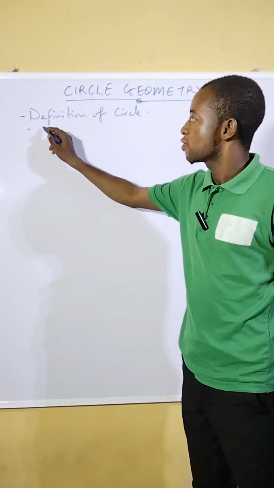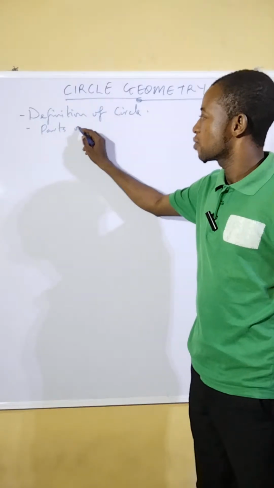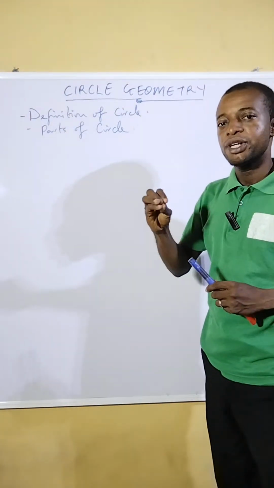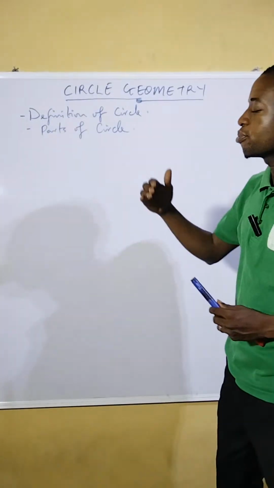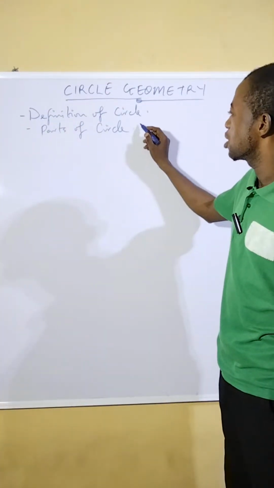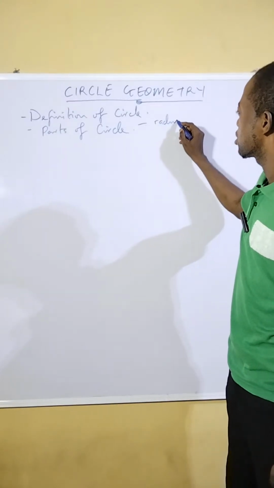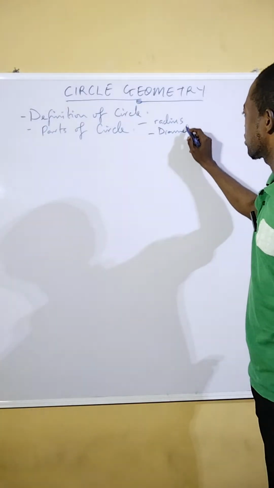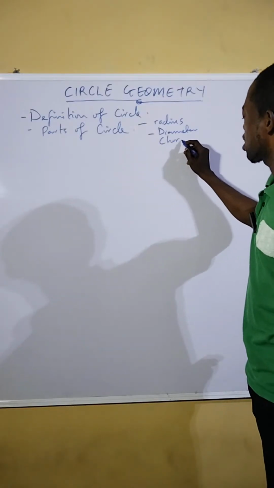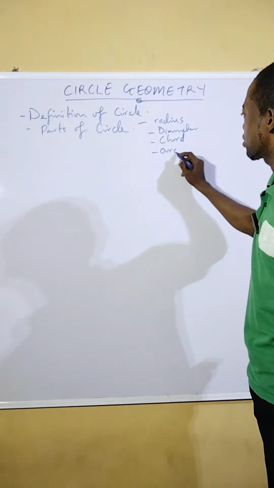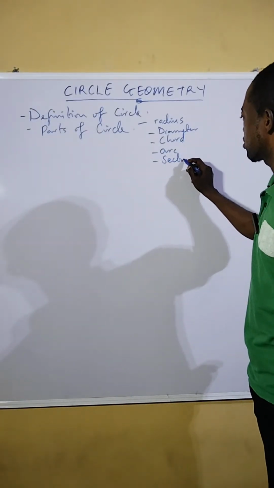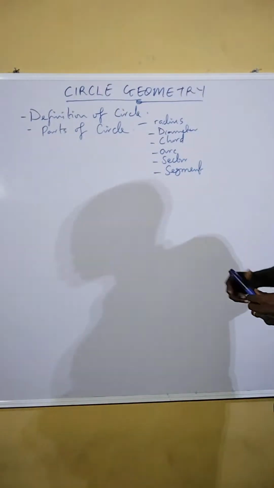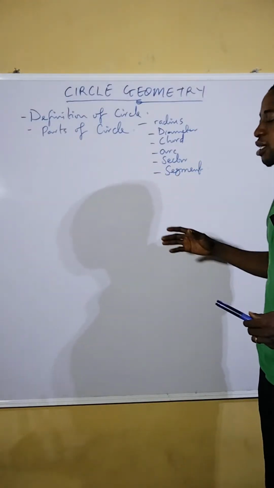And we also looked at some parts of a circle, which are very important for us to know before we start proving theorems and solving problems under circle. These parts of a circle are like radius, diameter, chord, arc, sector, segment. So these are what we looked at in our previous class. You can check that in order to have a better understanding of all this.